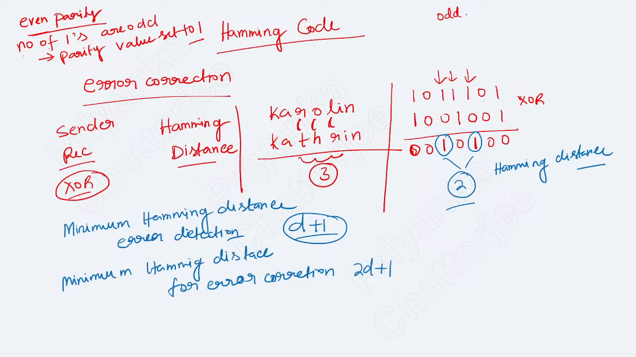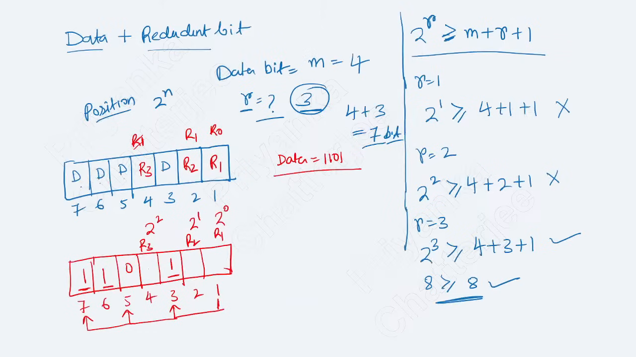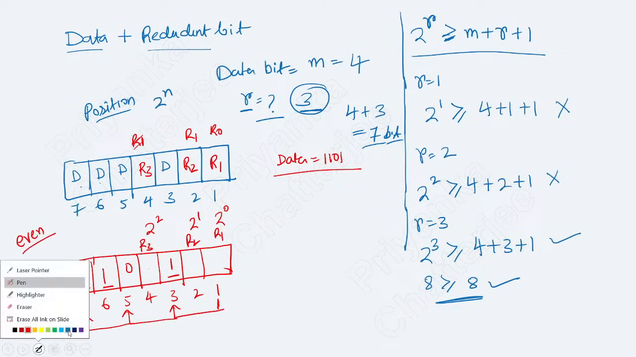If you are working with odd parity, then what will that be? If the number of ones are even, then the parity value is set to 1. That is the thing. If it is odd, then I have to make it even. That's why it is set to 1. Here, if it is even, then the parity bit will be 1. So if here I am working with even parity, then what will happen here?